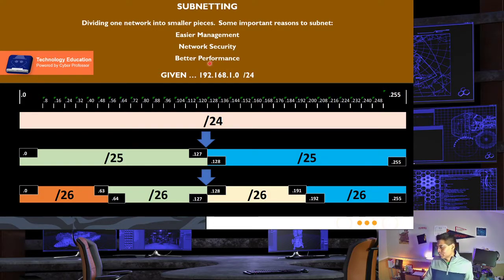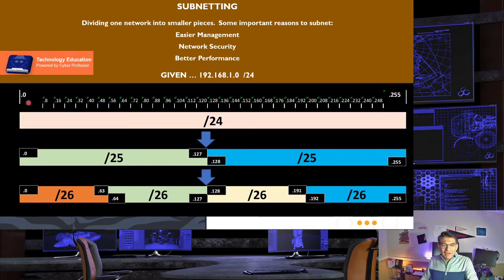So better performance is realized with the subnetting. So this is one example given: 192.168.10/24. This is the CIDR notation of this network, of this segment of your network. Then what can you do?